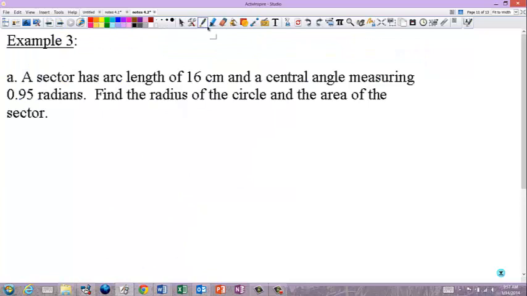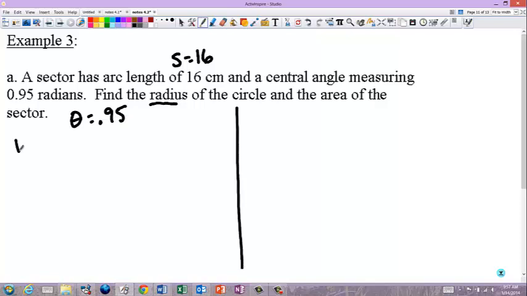So it says a sector has arc length of 16 centimeters, so S is 16, and a central angle measuring 0.95 radians. Find the radius of the circle and the area of the sector. So I've got two pieces. First thing, I want to find the radius. So S equals r theta. I have a formula relating S, r, and theta, so I fill it in. 16 equals r times 0.95. So I solve for r.